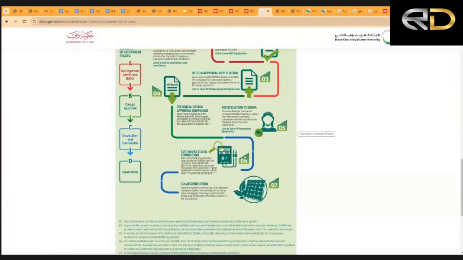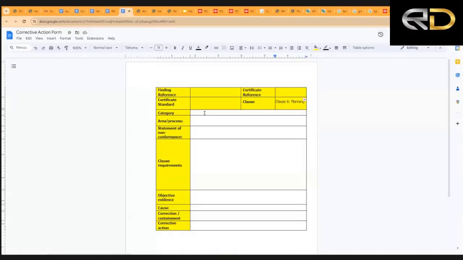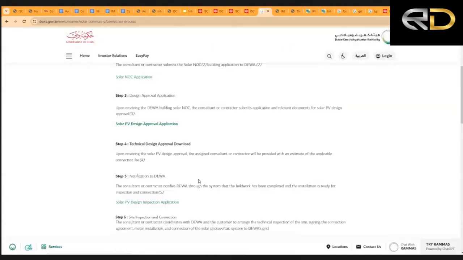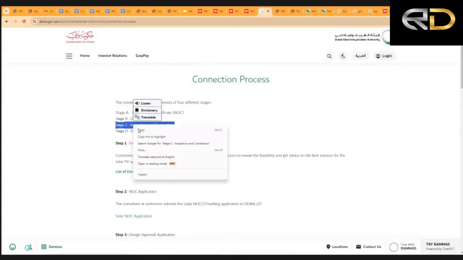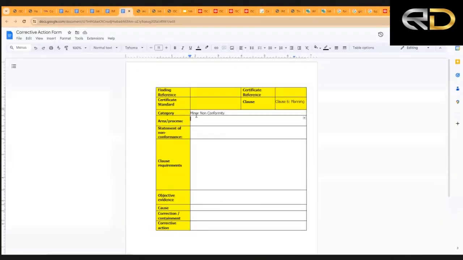I think the correct word here is not department, but the stage of the process, okay? So the category, let's say this was a minor non-conformity. And then the area or the process where that non-conformity happened. So let's say this is specifically in stage C, because it has to be specific. If you tend to be specific in your areas like that, it is going to mean more to the people.